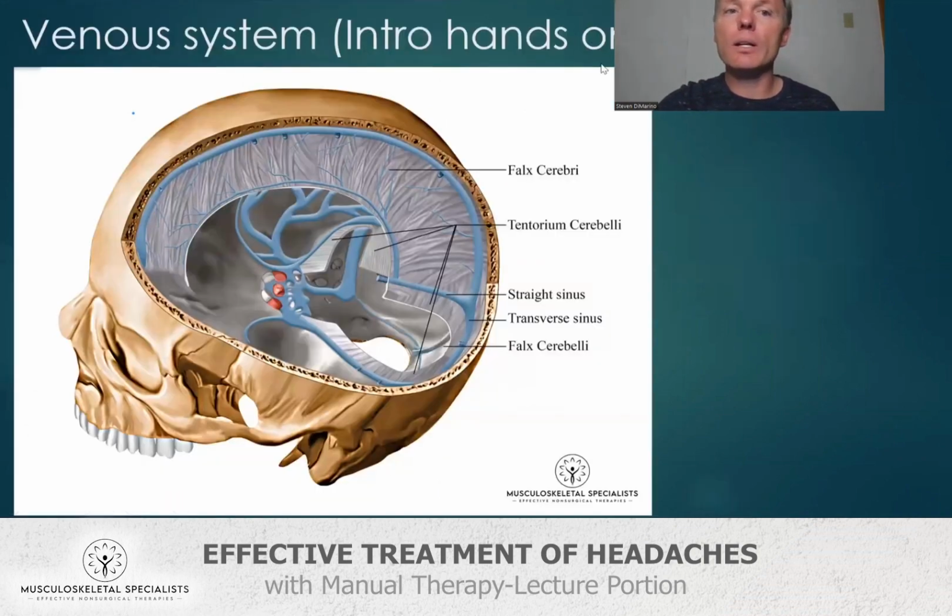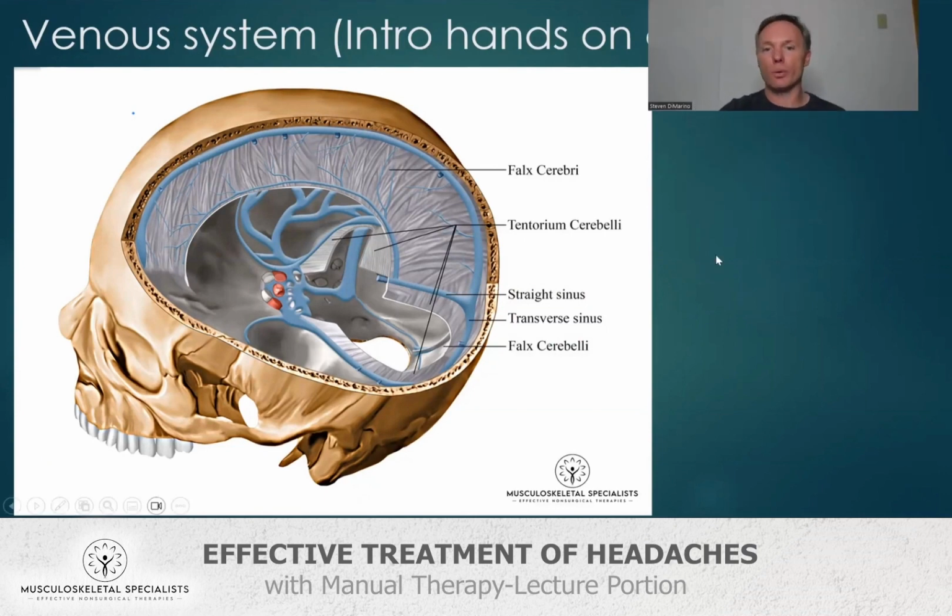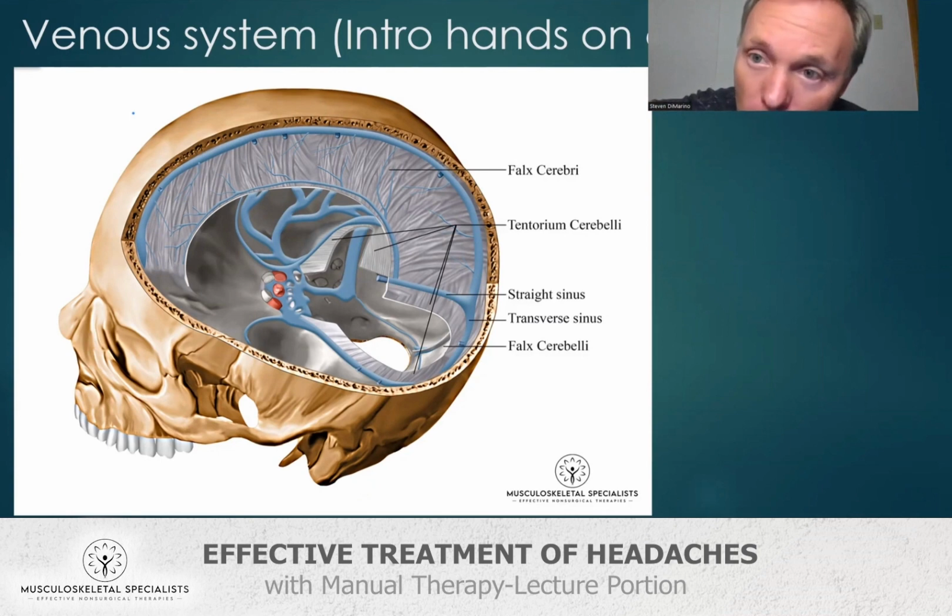Okay, so now we're going to look at the venous system of the brain. Now, this is what we're going to do in the intro class. So we're talking about a headache is probably an overpressure problem, unless there's damage, but there's really always an overpressure issue. If I hit my head, the skull locks down.